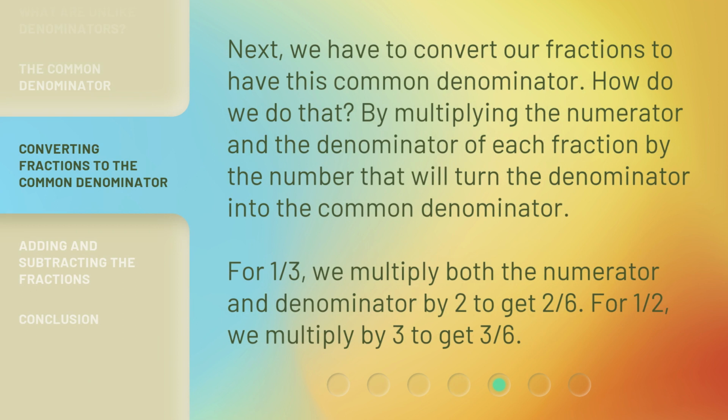Next, we have to convert our fractions to have this common denominator. How do we do that? By multiplying the numerator and the denominator of each fraction by the number that will turn the denominator into the common denominator. For 1/3, we multiply both the numerator and denominator by 2 to get 2/6. For 1/2, we multiply by 3 to get 3/6.